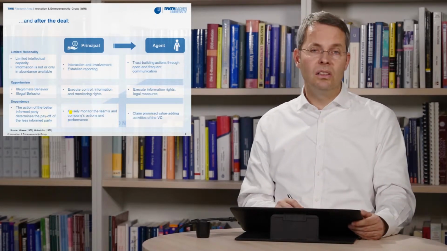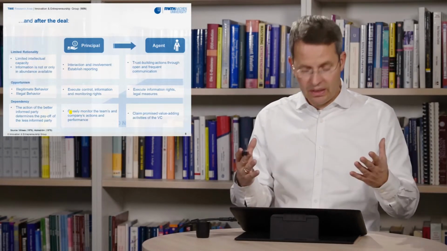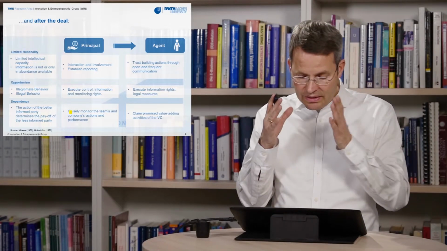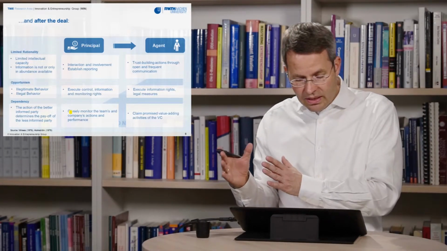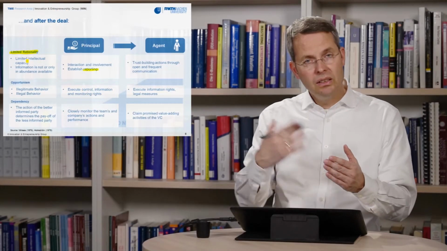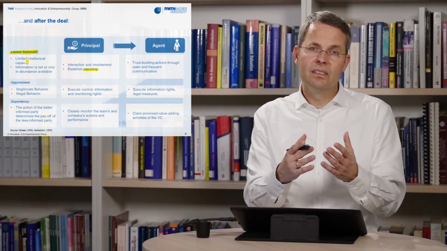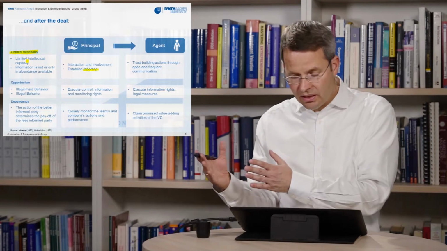Secondly, they can also work together after the deal and try to establish their relationship accordingly, and think about that situation when they close the deal. Again, limited rationality. And what can you do when you close the deal? Well, you also have measures for that. Starting with the limited rationality, you can establish reporting. So the VC wants to see reports on a regular basis in order to understand what the entrepreneur is doing, in order to prevent the entrepreneur from acting opportunistically.